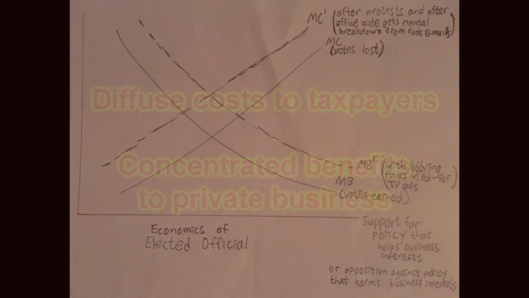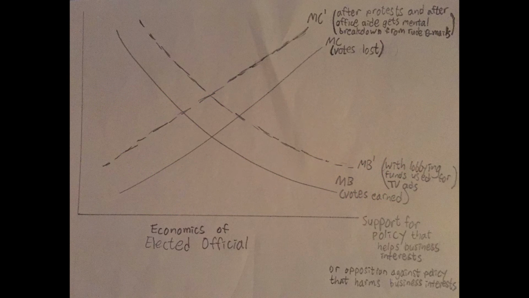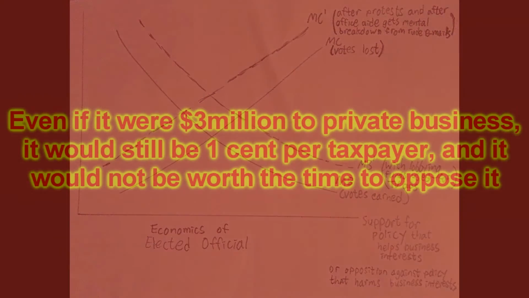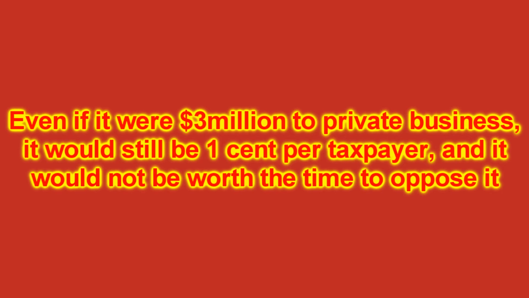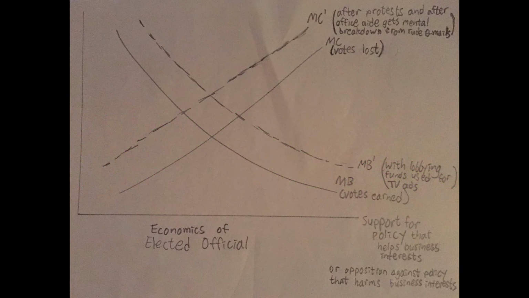Each taxpayer only loses $300,000 divided by 300 million, which is 1/10 of a cent. Nobody cares about 1/10 of a cent. It's not worth getting beat at a protest or wasting your time and money writing letters to the officials. This is why the people often have rational ignorance.